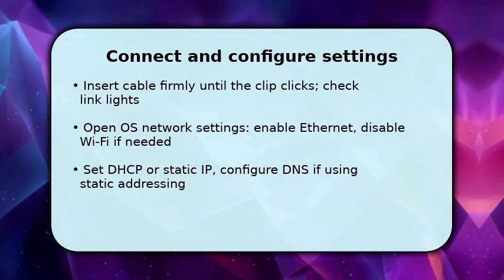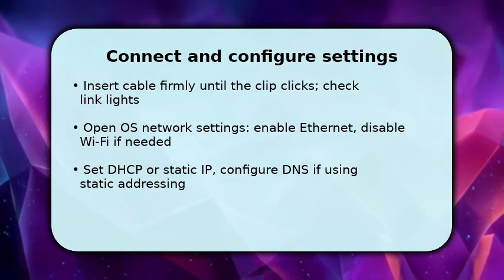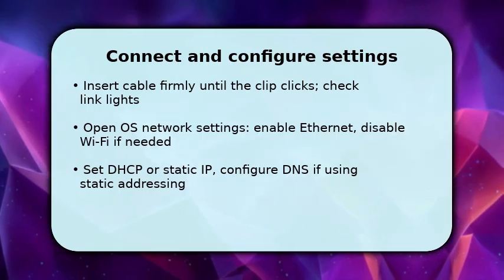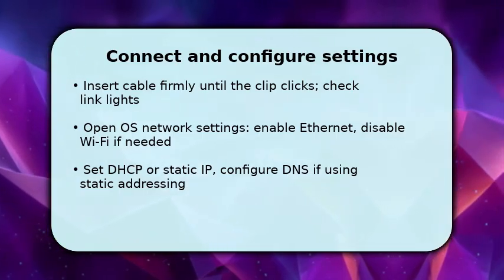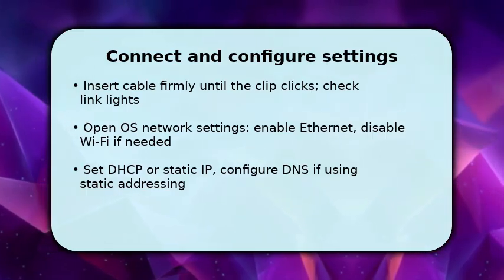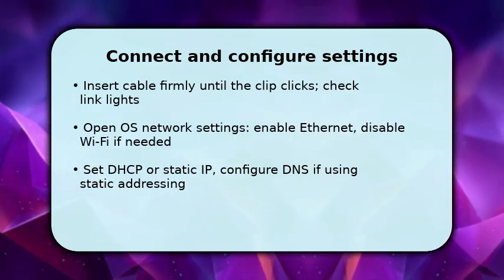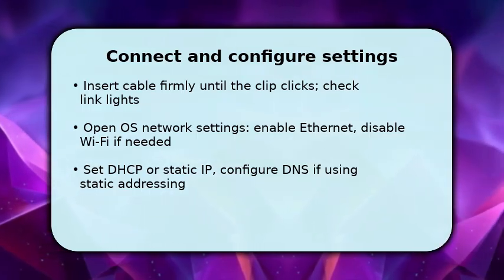Then, on your operating system, open Network Settings. Enable the wired adapter and consider disabling Wi-Fi to avoid routing conflicts. Next, choose DHCP for automatic addressing or assign a static IP if your network requires it, and enter DNS values when needed. Make these changes deliberately.